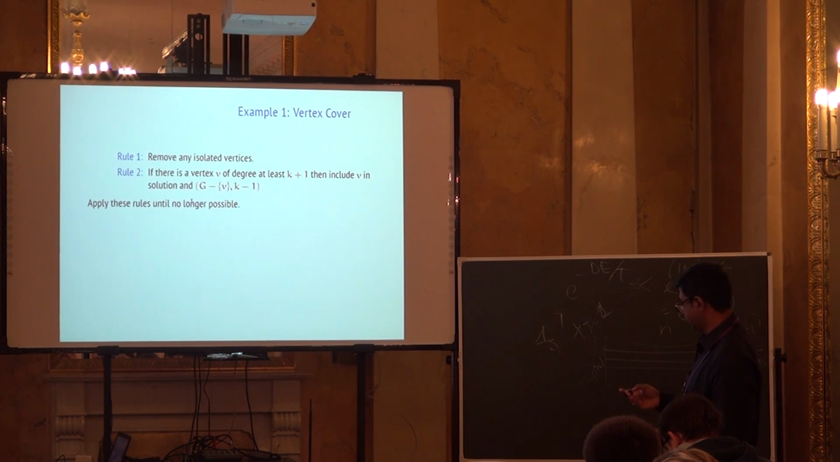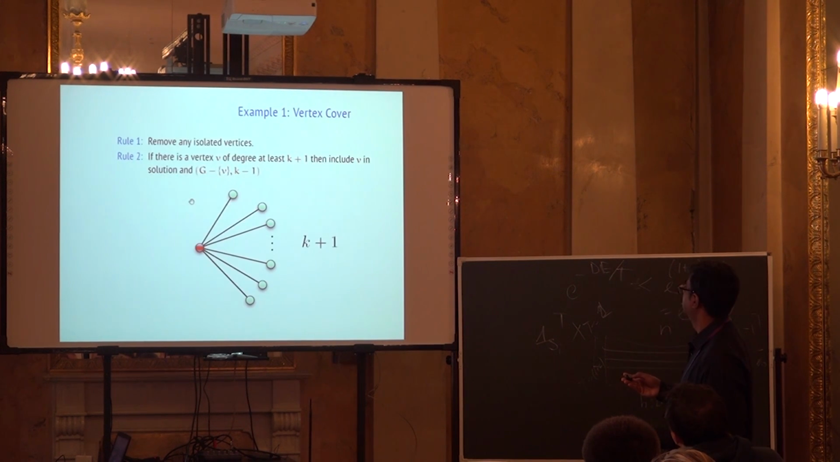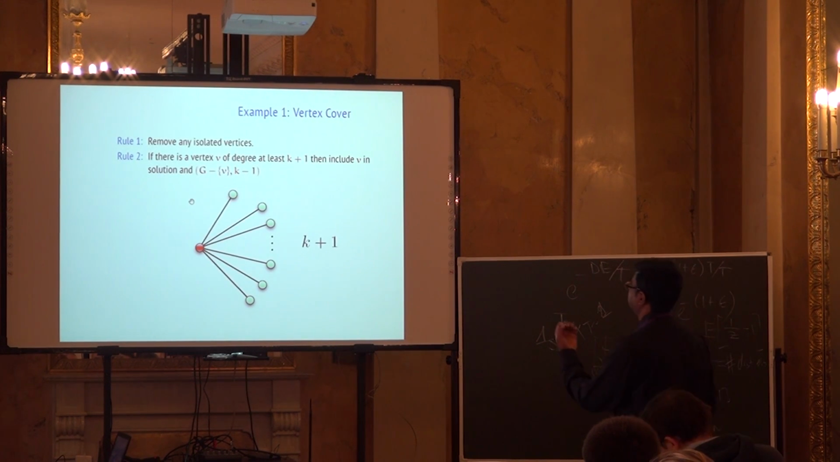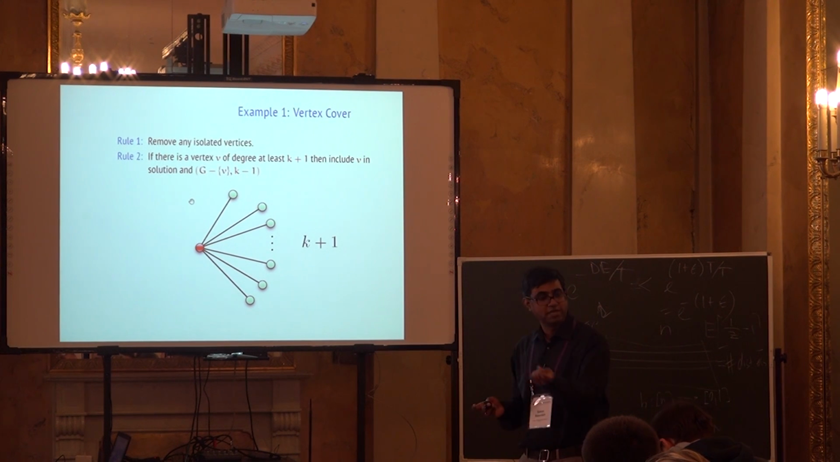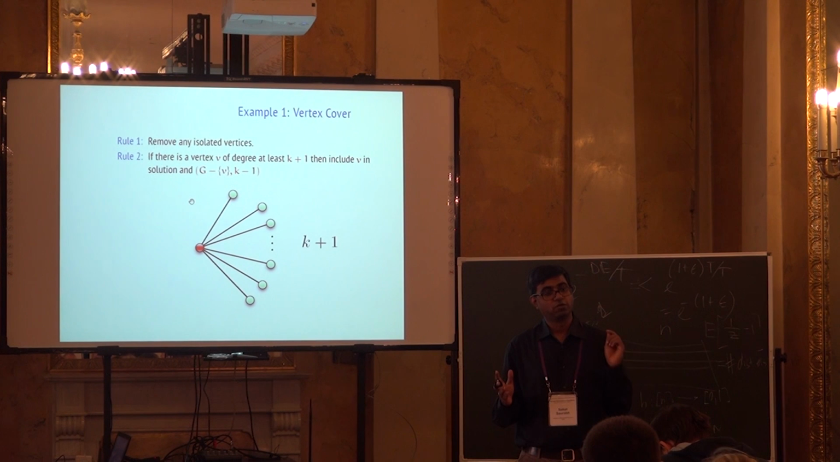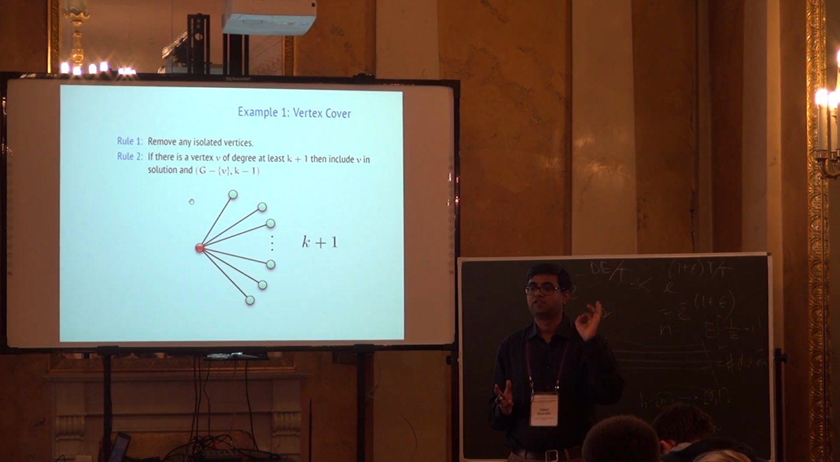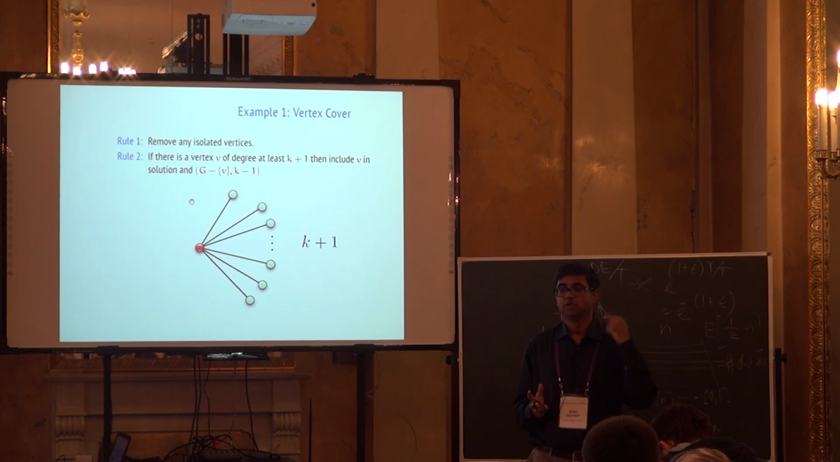The reduction rule simply says: include V in the solution, delete V, but now we are not looking for a vertex cover of size k. We are looking for a vertex cover of size k minus 1, because we have made a correct decision on the vertex V. So we apply these two reduction rules one by one.